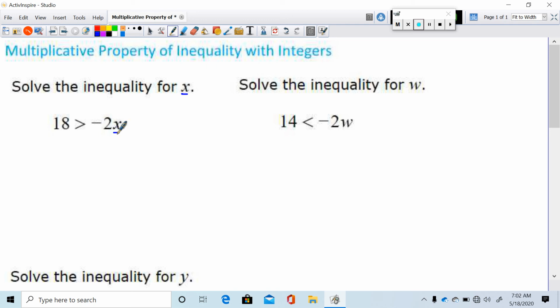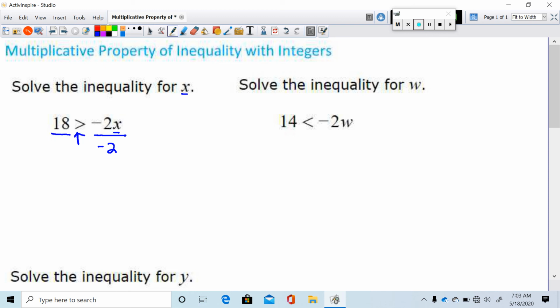So since it's stuck to it, it's being multiplied. And we're always solving things with opposite operations. So the opposite of multiply is divide. So I'm going to divide by negative 2. Notice I did not change the sign. Don't change the sign. You want to get rid of everything that's stuck to your variable. So you've got to divide by that, including the sign.